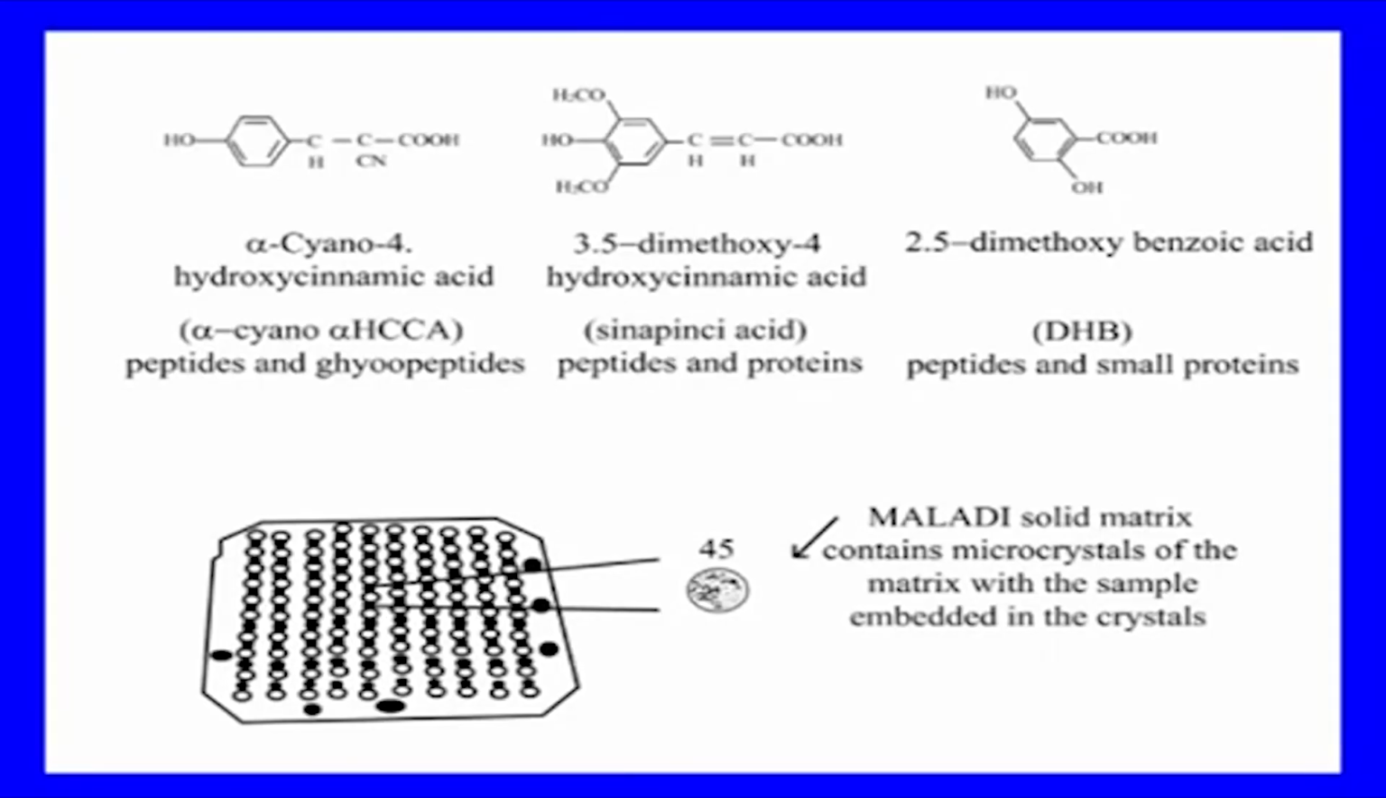So, here are some common MALDI matrices, which are hydroxycinnamic acids like alpha cyano 4 hydroxycinnamic acid, 3,5-dimethoxy 4 hydroxycinnamic acid and 2,5-dimethoxy benzoic acid. These are used for different things like peptides or proteins, peptides and small proteins. This is the MALDI solid matrix, which contains microcrystals of the matrix with the sample embedded in the crystal.